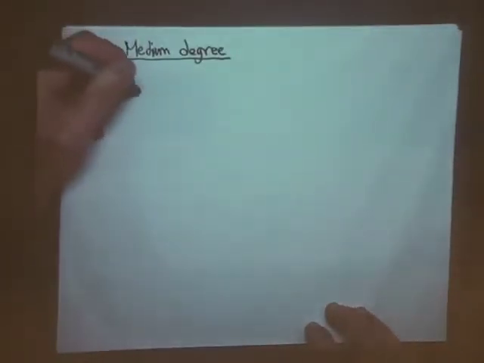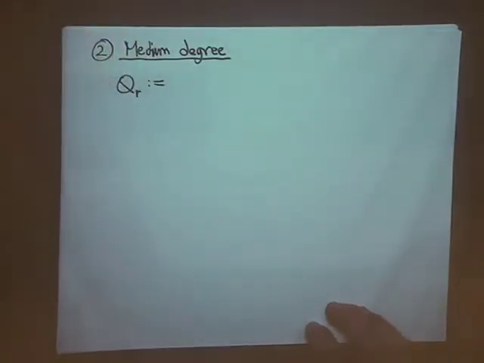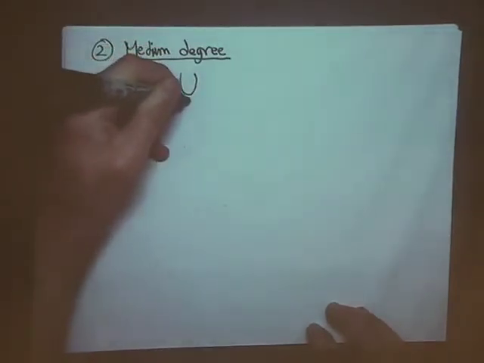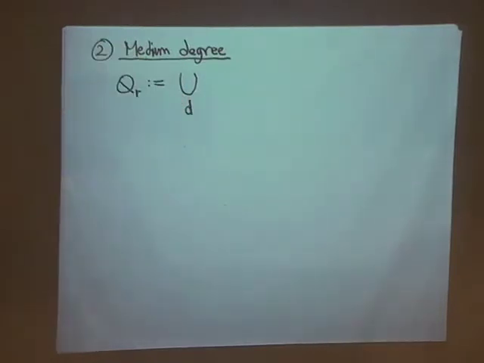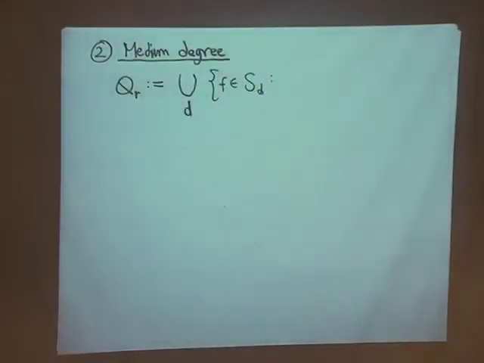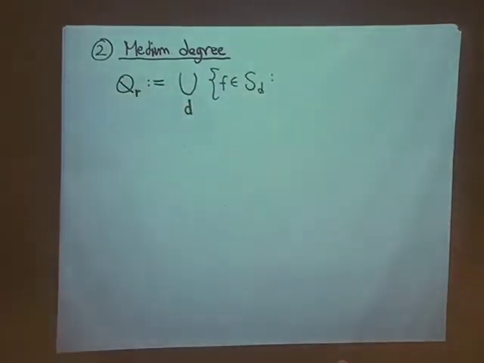So let me call that Q sub R. So this is going to be the set of, well, it'll be the union. If I'm looking at polynomials of all homogeneous polynomials of all degree, that's just so that I can talk about the density. So I can talk about taking the limit as d goes to infinity.